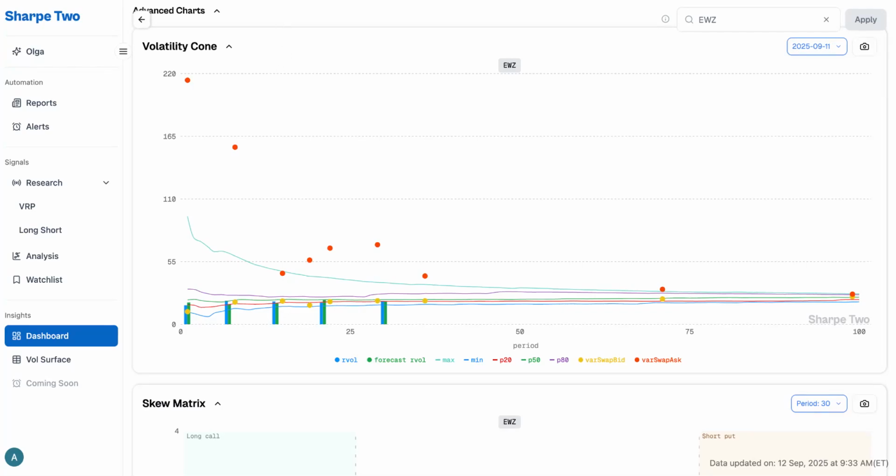All right, quick video today just to explain how to read the volatility cone. I had the question in the group yesterday. That chart is not the easiest to read. I give you guys that.